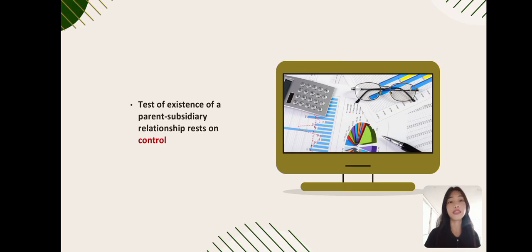And tests of existence of a parent-subsidiary relationship rest on control. Why? It is because the parent-subsidiary relationship really depends on control. It's because the parent is the one that controls the subsidiary, while the subsidiary cannot operate on its own without depending on the parent. It's because it is the parent that controls the subsidiary. And that explains the relationship of the parent and subsidiary.